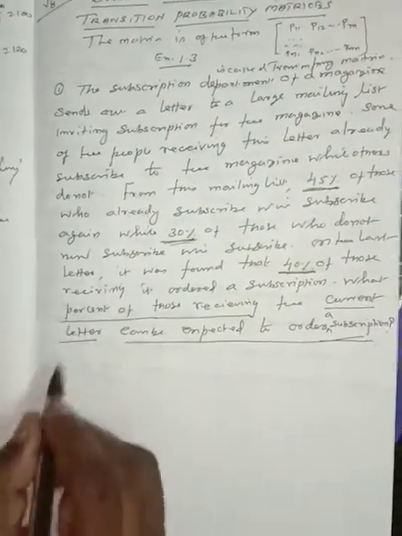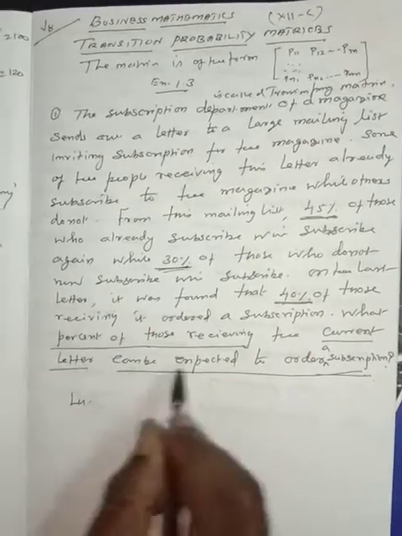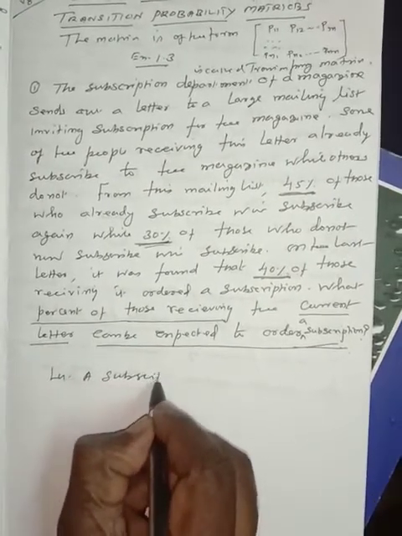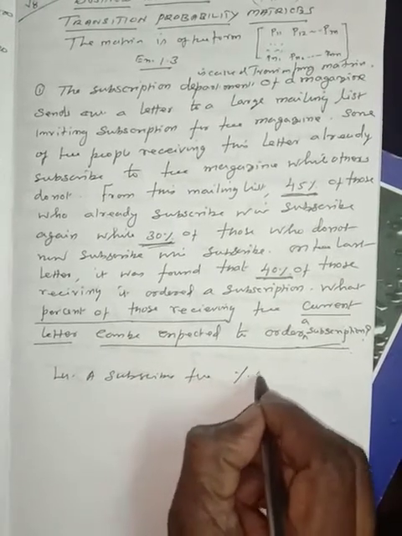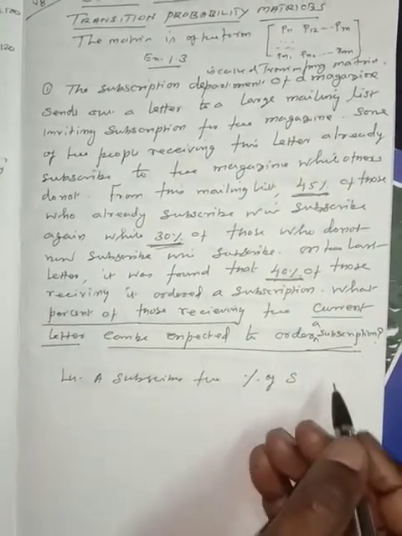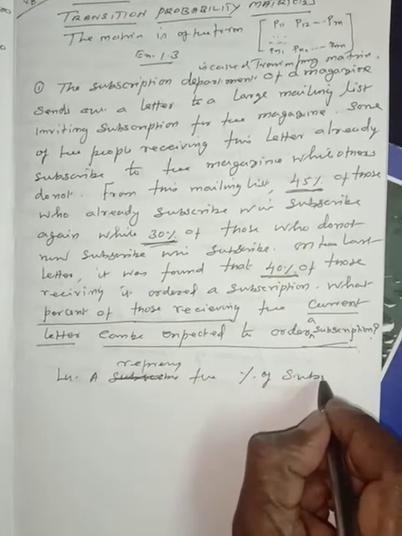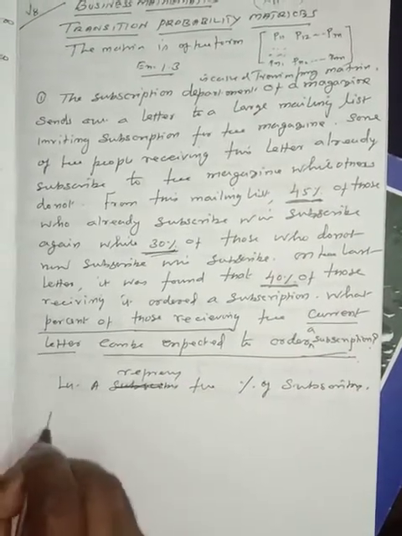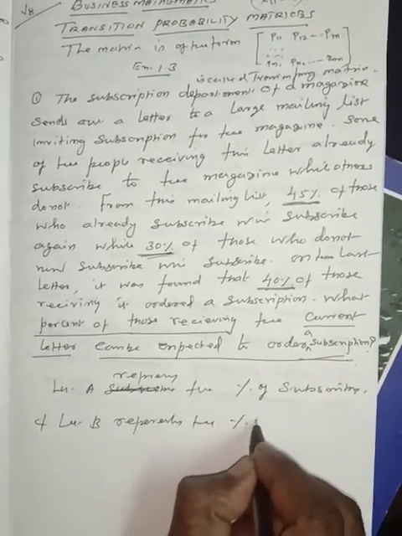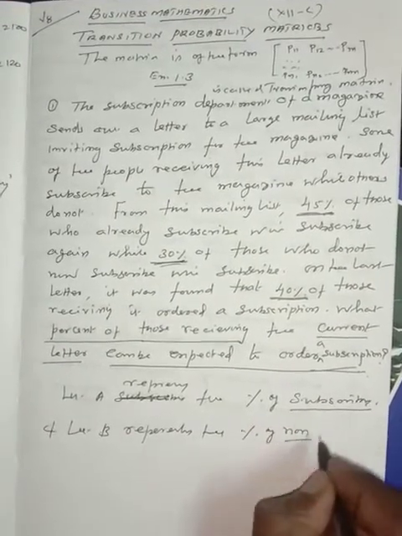Now, first we have to take A and B as the two groups. Let A represent the percentage of subscribers, and let B represent the percentage of non-subscribers.